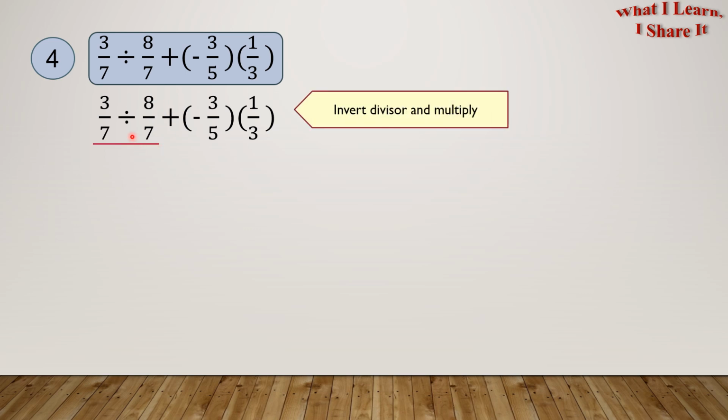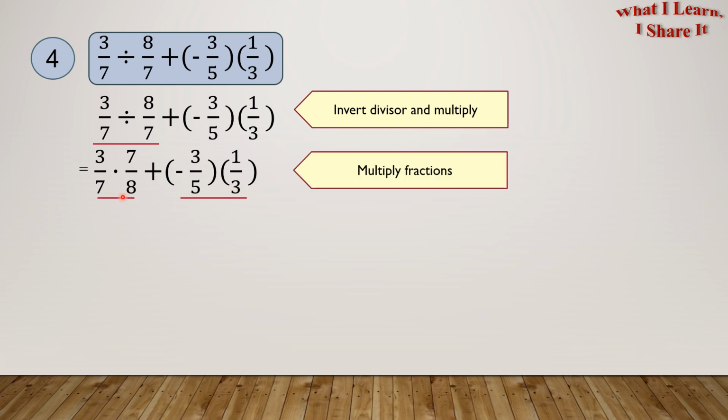In order to divide the first two fractions, we need to invert the divisor and multiply. We will get 3 by 7 times 7 by 8 plus negative 3 by 5 times 1 by 3. Now let's multiply the fractions 3 by 7 and 7 by 8, and negative 3 by 5 with 1 by 3. Now we have 3 by 8 plus negative 1 by 5.